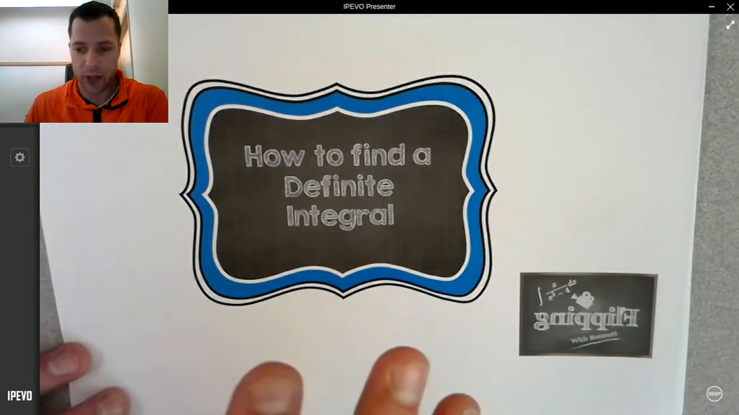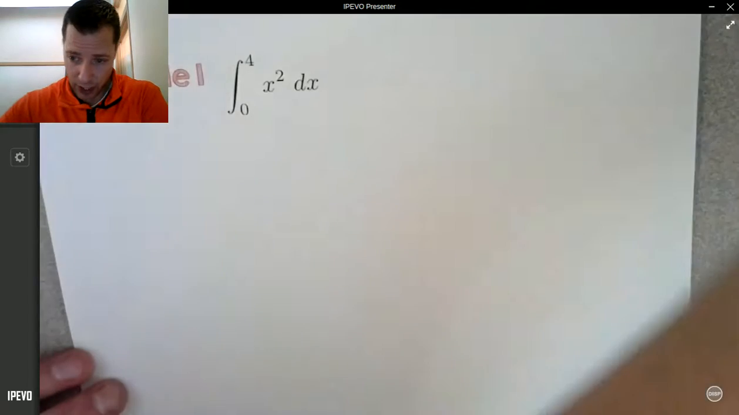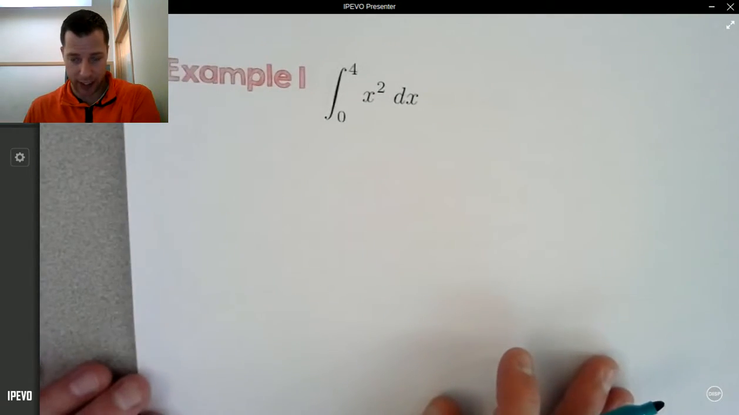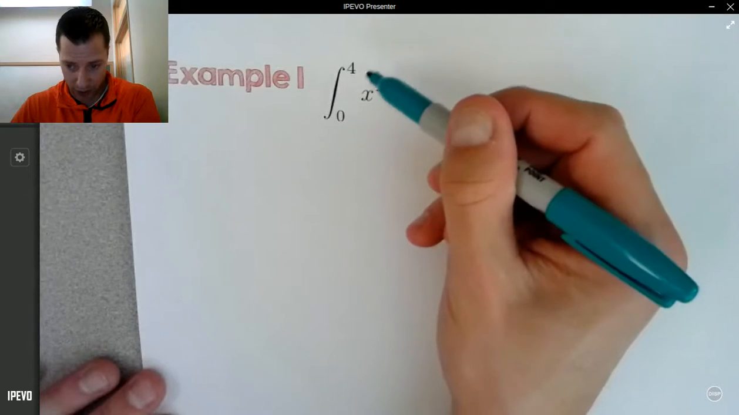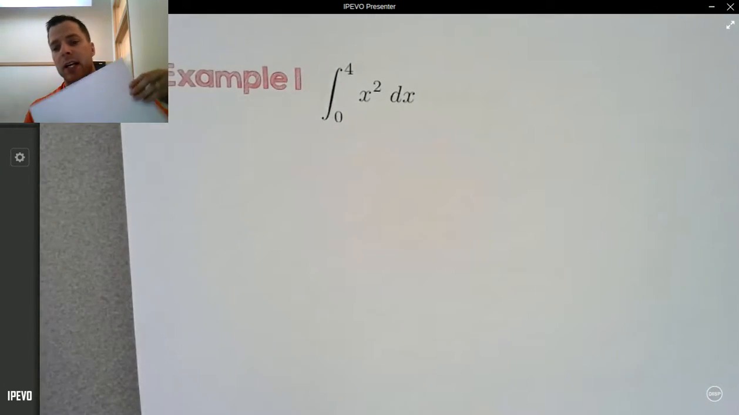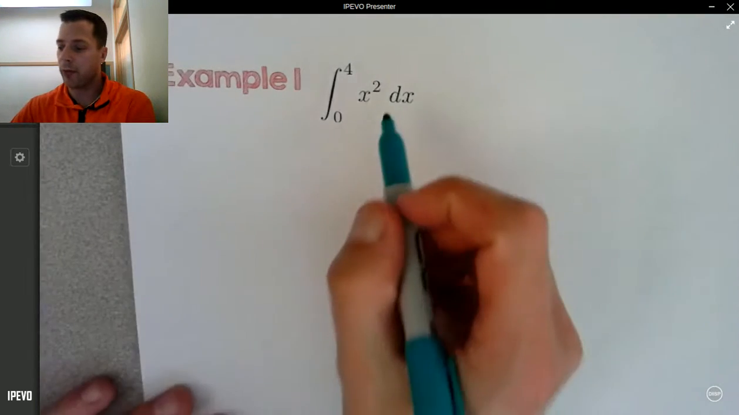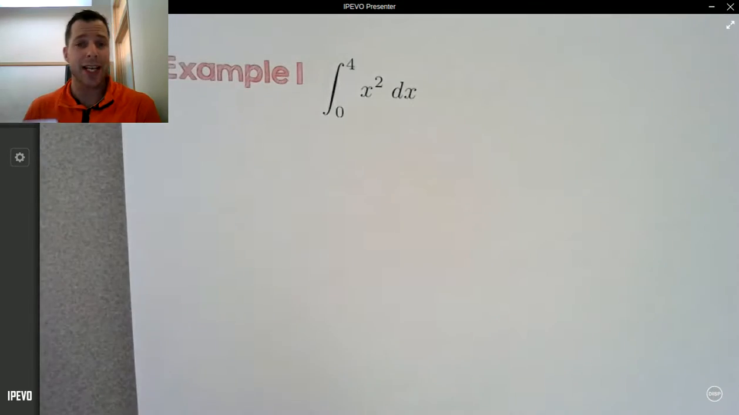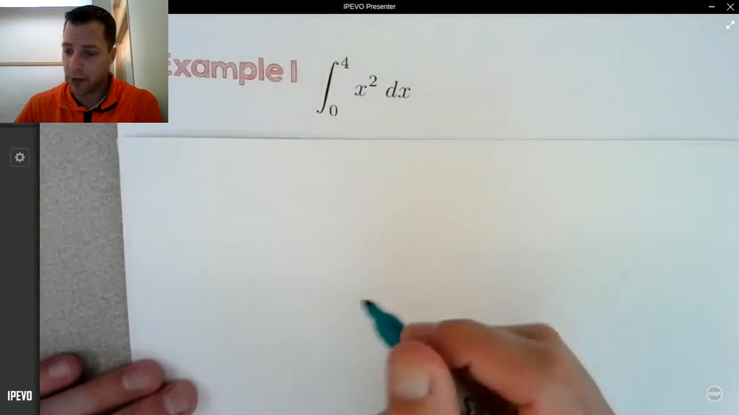So we've talked about how to do antiderivatives of indefinite integrals, and now we're switching gears. The difference between the indefinite integral and a definite integral is now you have a boundary, a lower and an upper limit of integration. I made some videos on how to find the area under a curve using left, right, and midpoint Riemann sums of x squared. So let's find the area of x squared on the interval from 0 to 4.